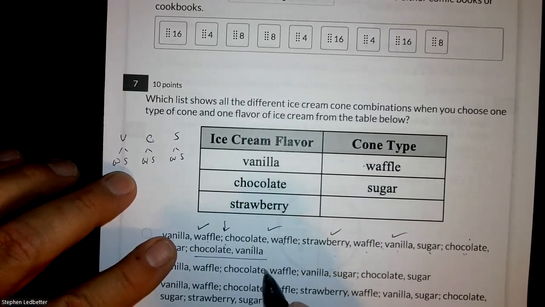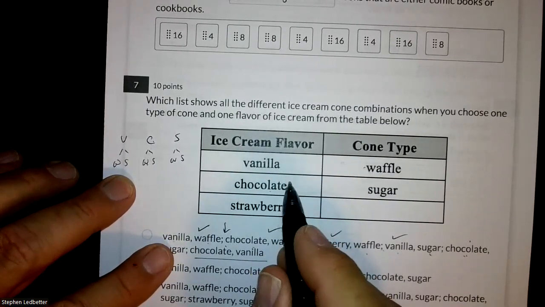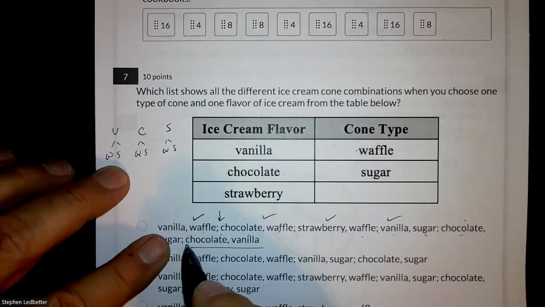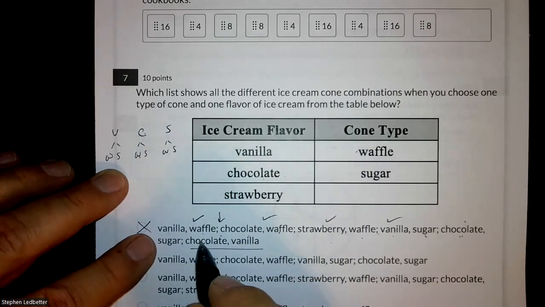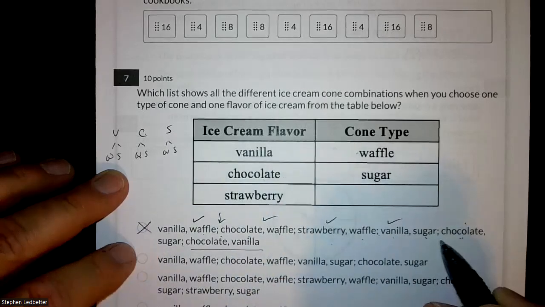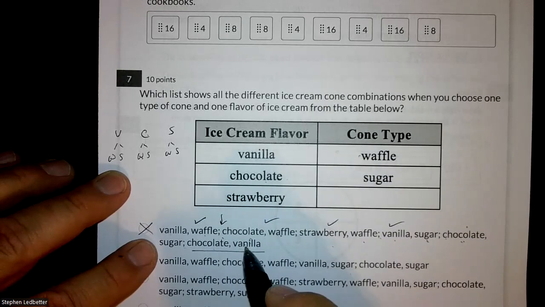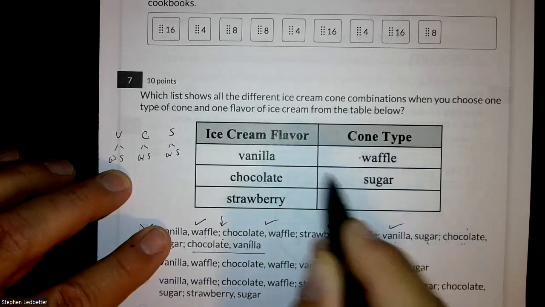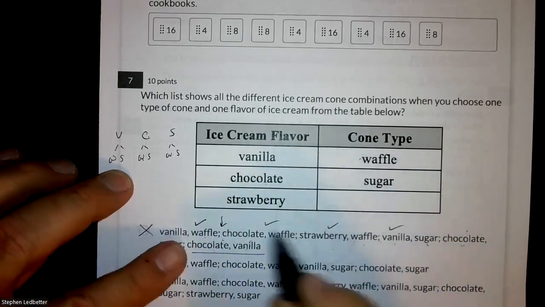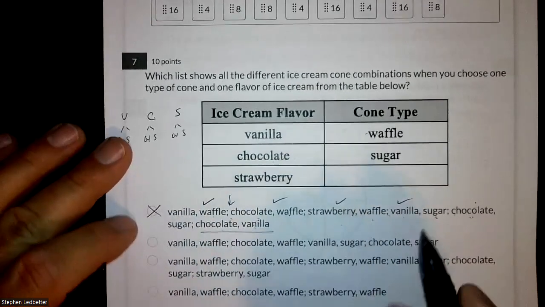Now look right here. See this right here? It says chocolate vanilla. You can't have a chocolate vanilla. See the semicolons? Got to watch out for this. So that's not it. It should be like chocolate and sugar. But you already have a chocolate and sugar. So this one should really be strawberry and sugar. So you do vanilla sugar right here. Chocolate sugar, which is right here. This one here should be strawberry sugar, but it's not. It's wrong.